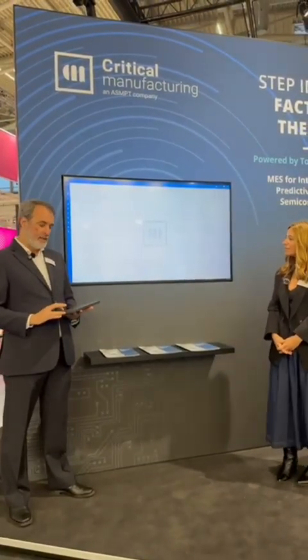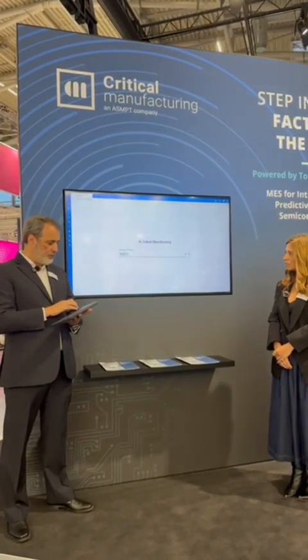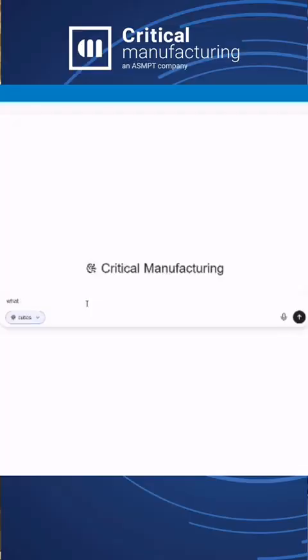Okay, so actually I've been showing our new AI assistant that is getting people very excited, and there's good reasons for that. The example that I have is, for instance, I want to know about the WIP, so I'm going to ask it to build a chart of the WIP per area.